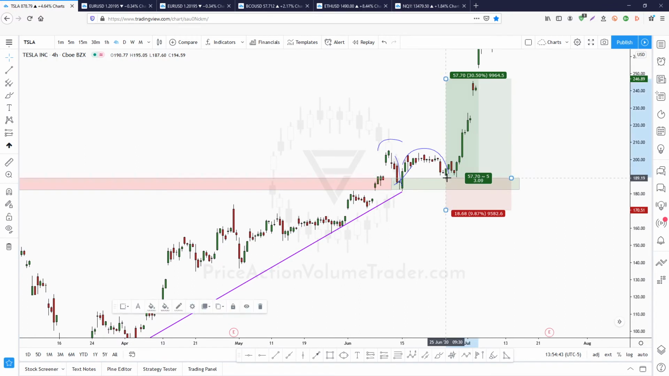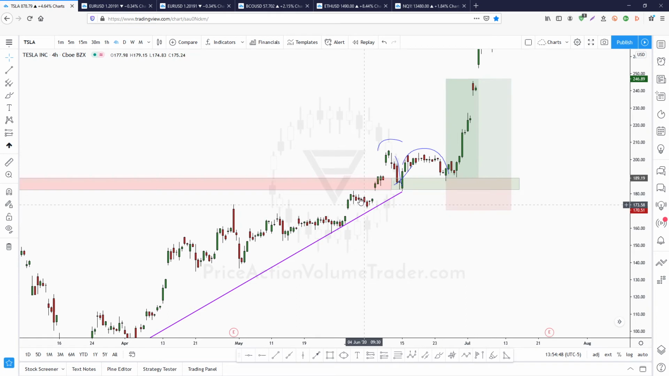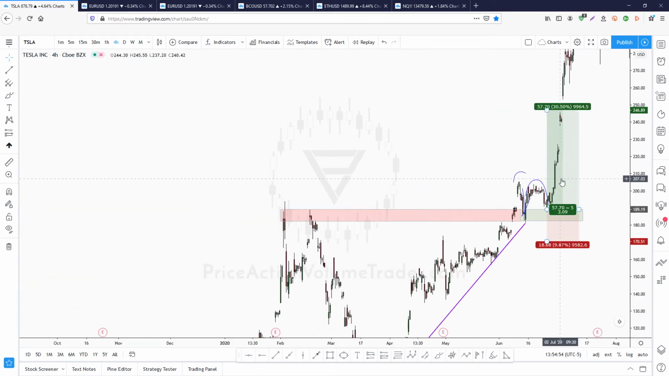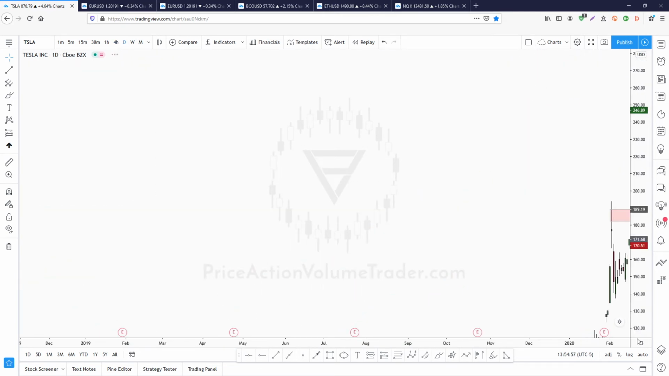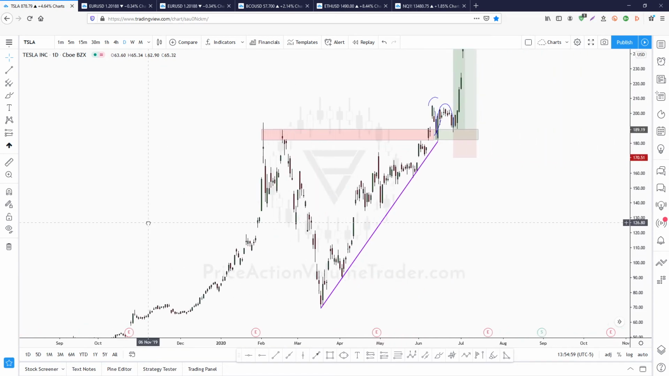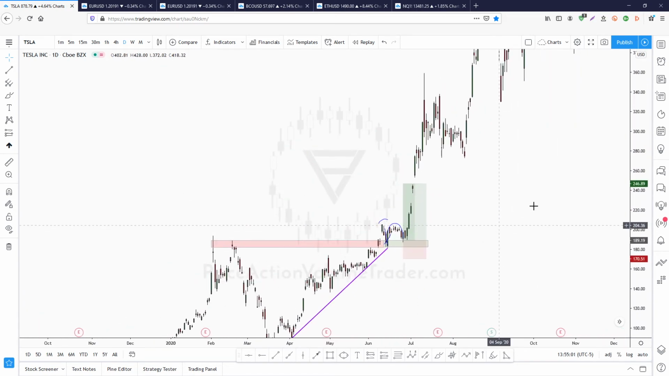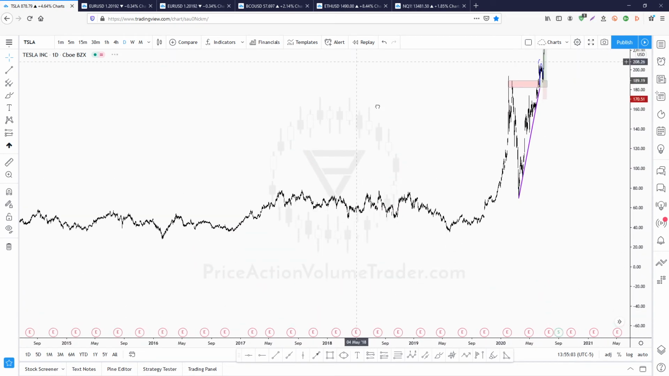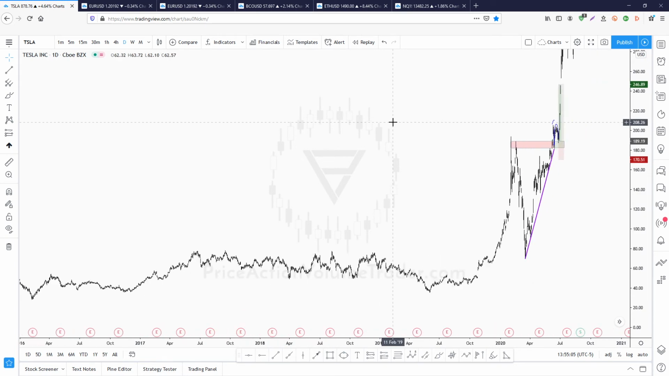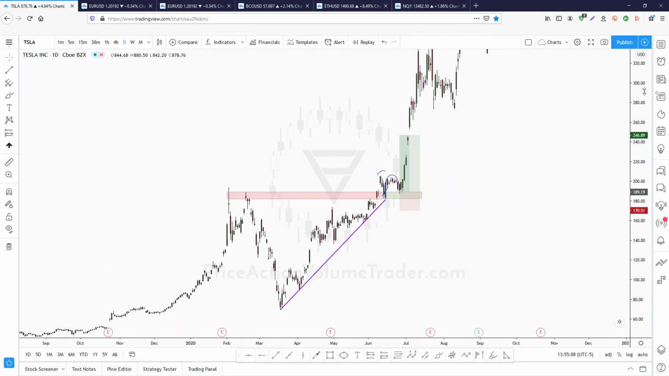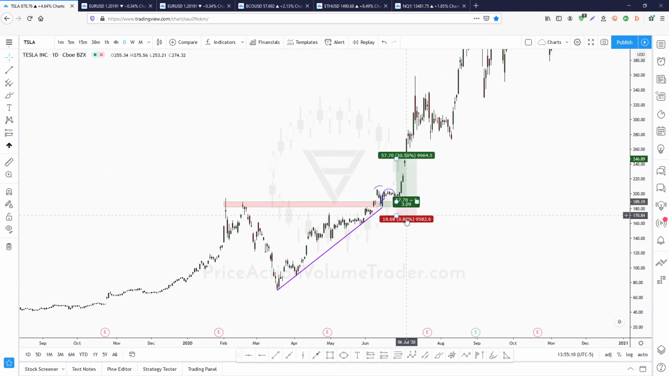on a pullback again into this level, and we would define our stop loss below the last cluster before we broke out. And then for targets up, in this case, we would just target previous highs, which I think at this moment was the all-time high for Tesla. So in this case, you could just hold on and let your trade run and then start trailing your stop loss along with it.